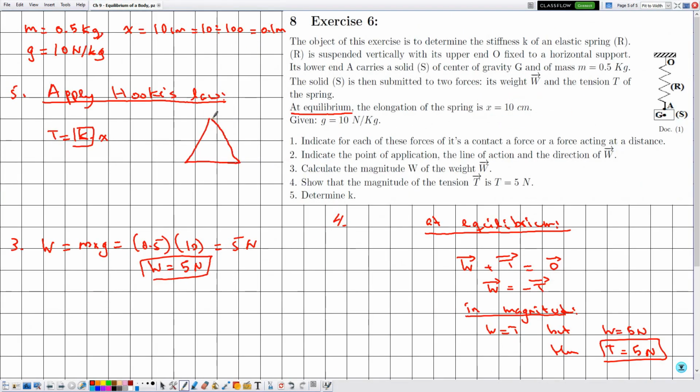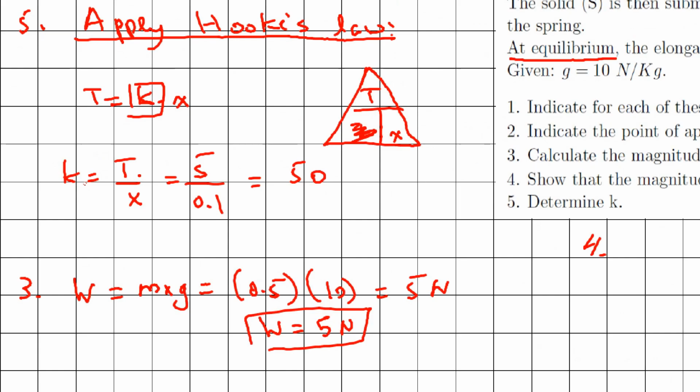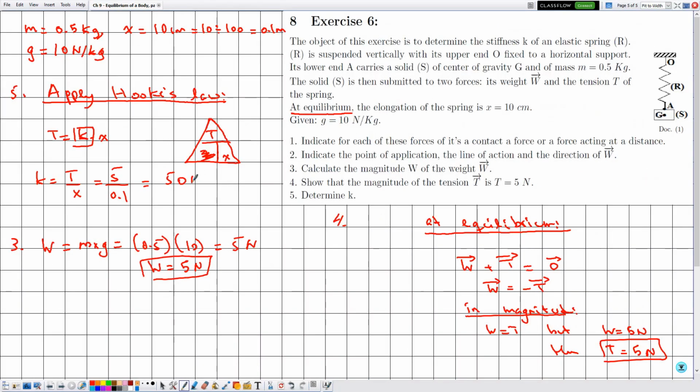Constructing the triangle of this formula. Here, because we have a multiplication, T will be at the top, K and x at the bottom. We are interested in determining the value of K. Then K is given by T over x. The value of T is 5, and the value of x is 0.1, which is equal to 50. Since everything is expressed in the SI, this will be expressed in the SI, which is in newtons per meter. Then the value of K is 50 newtons per meter.